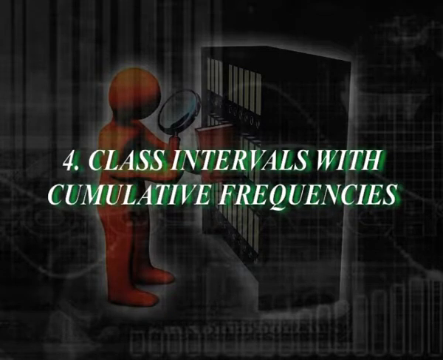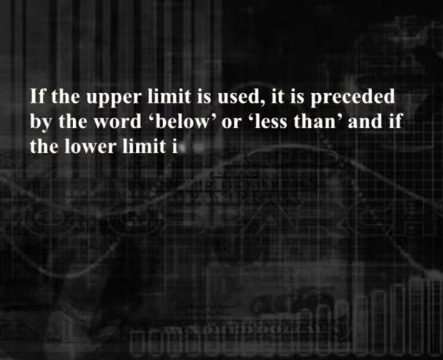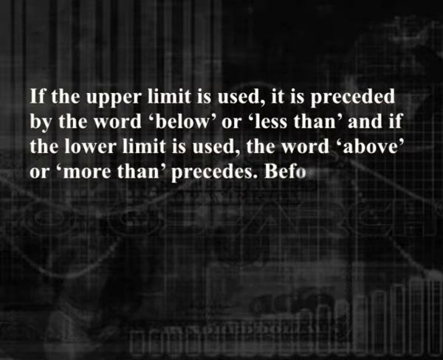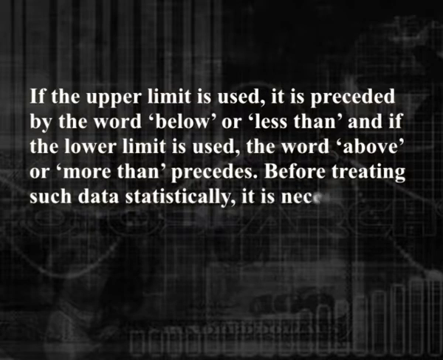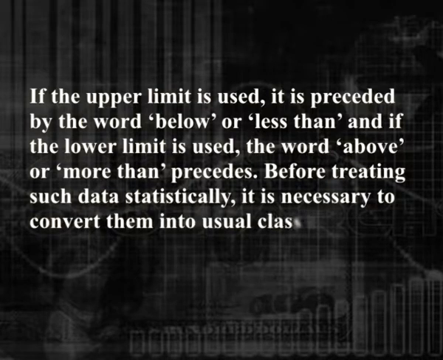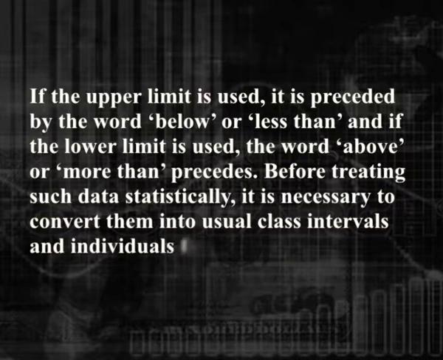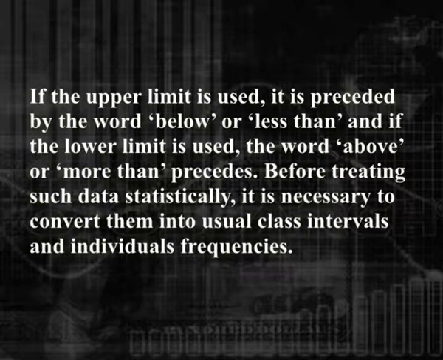Let's come to the fourth one, class intervals with cumulative frequencies. When frequencies are cumulated, the measurements of class intervals are also cumulated. Frequency may be cumulated either from the top or from the bottom. If the upper limit is used, it is preceded by the word below or less than, and if the lower limit is used, the word above or more than precedes. Before treating such data statistically, it is necessary to convert them into usual class intervals and individual frequencies.